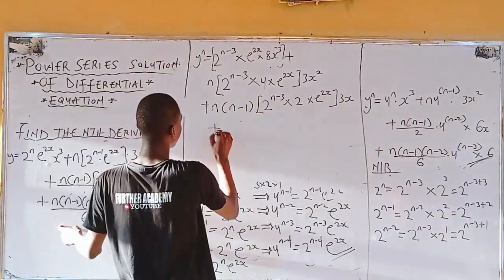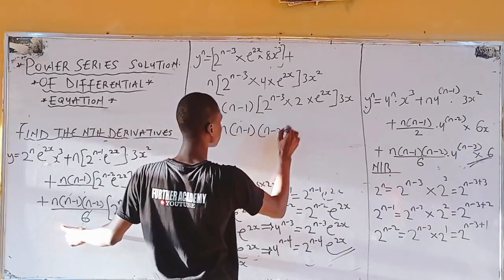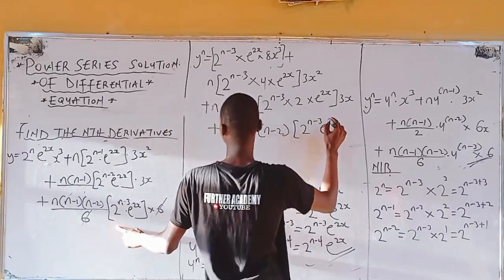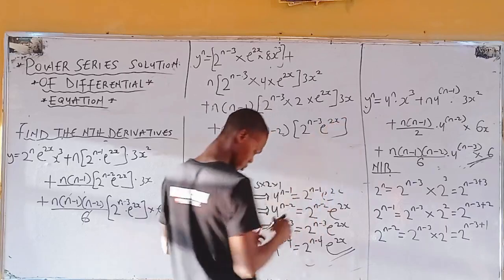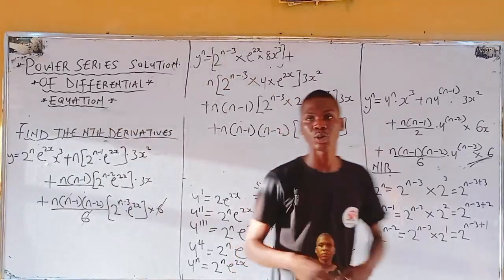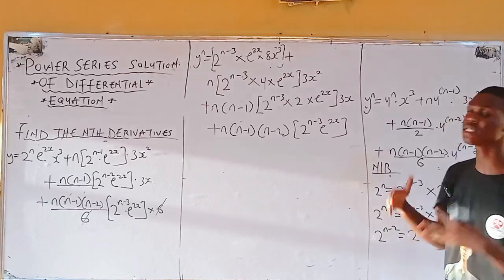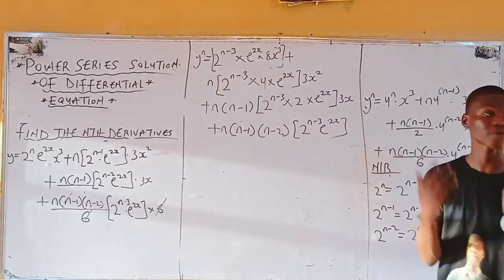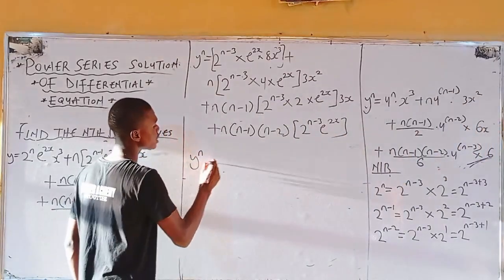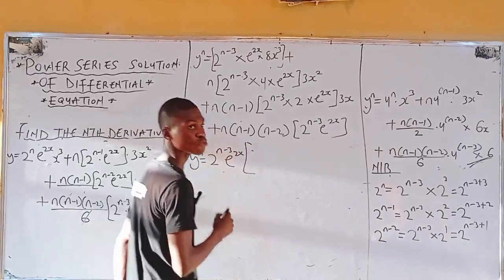Plus the last one, what do you have? N all into bracket n minus 1 all into bracket n minus 2 all into bracket 2 raised to the power of n minus 3 exponential 2x. Now looking at this equation, what is common? 2 raised to the power of n minus 3 and exponential 2x is common, right? Meaning factorize. By the time you factorize, you then have y raised to the power of n is equals to 2 raised to the power of n minus 3 exponential 2x all into bracket.